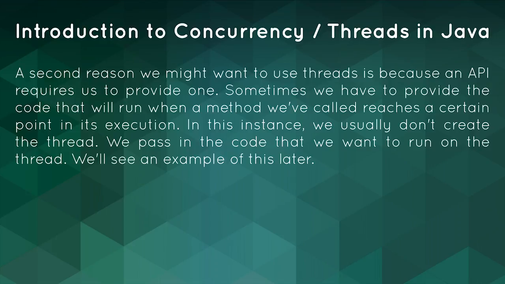But the second reason we might want to use threads is because an API requires us to provide one. Sometimes we have to provide the code that will run when a method that we've called reaches a certain point in its execution. In this particular case, we usually don't create the thread, we pass in the code that we want to run on the thread. And we'll see examples of this later in this section as well.